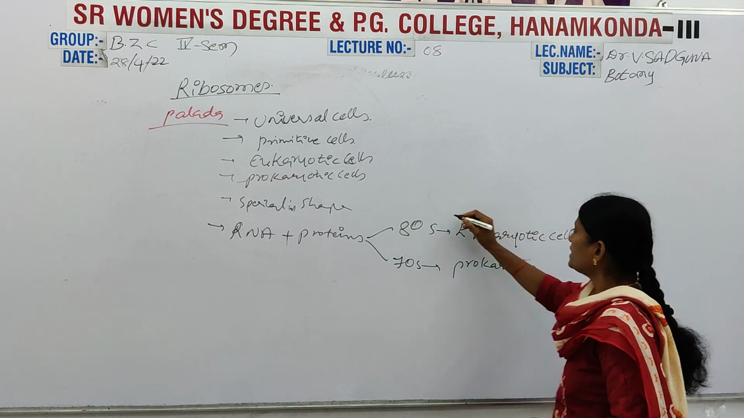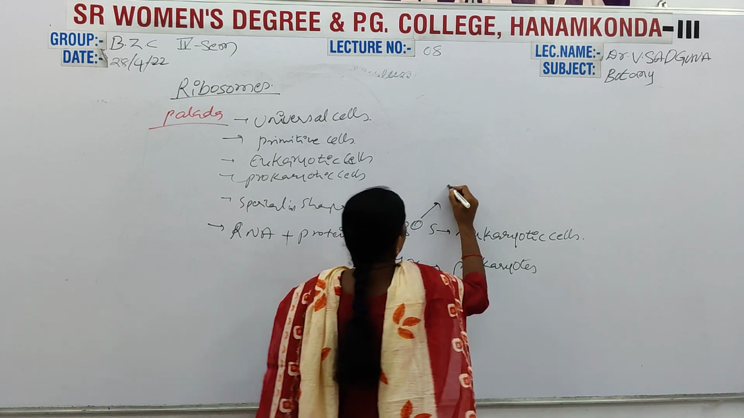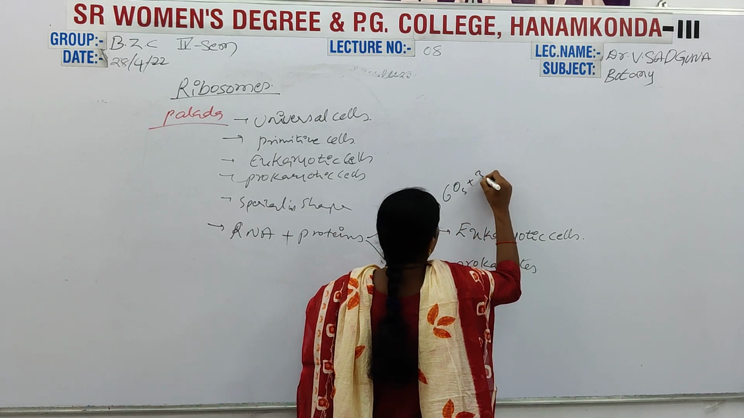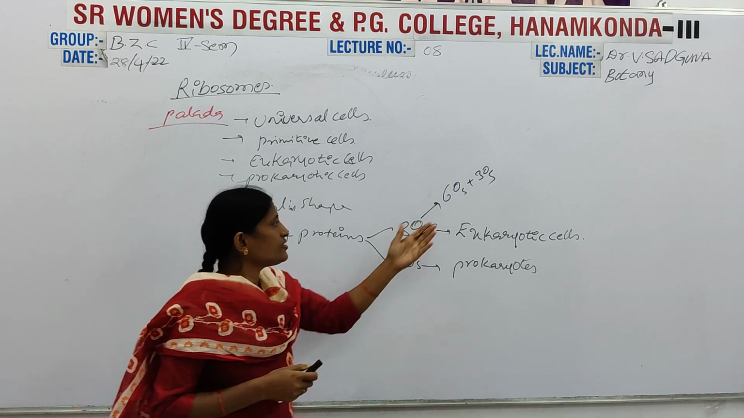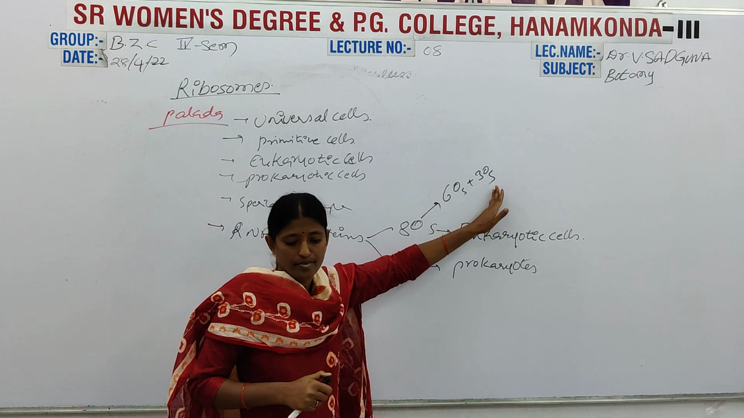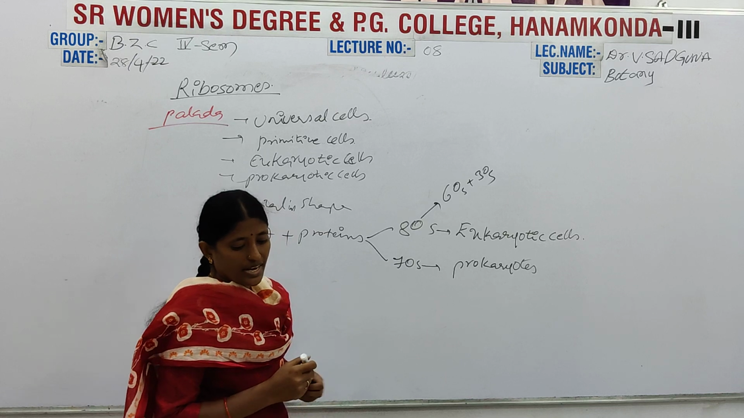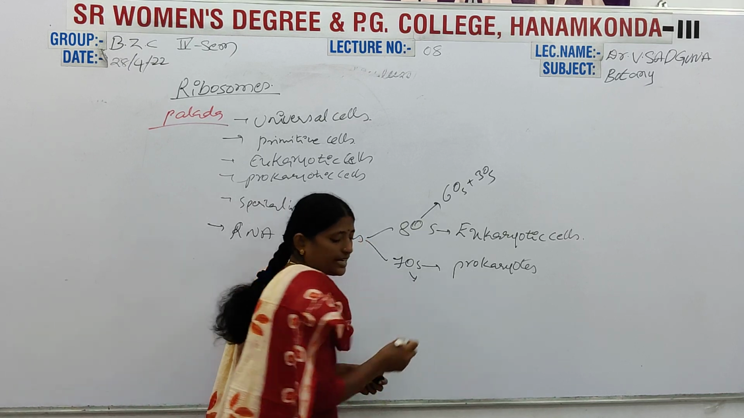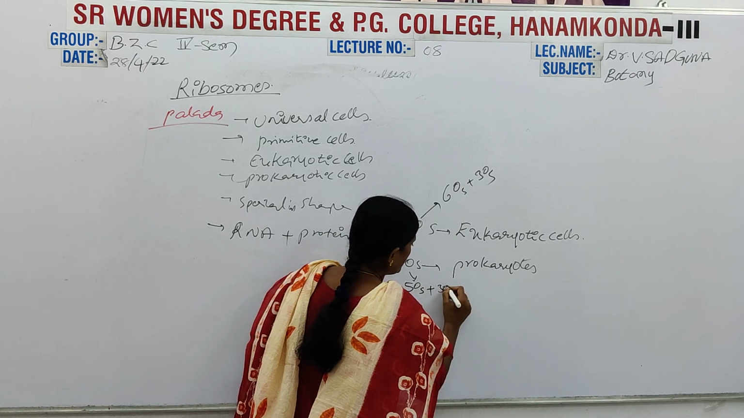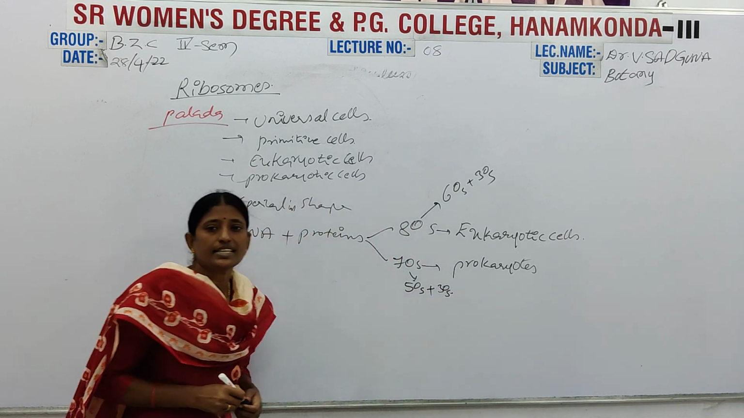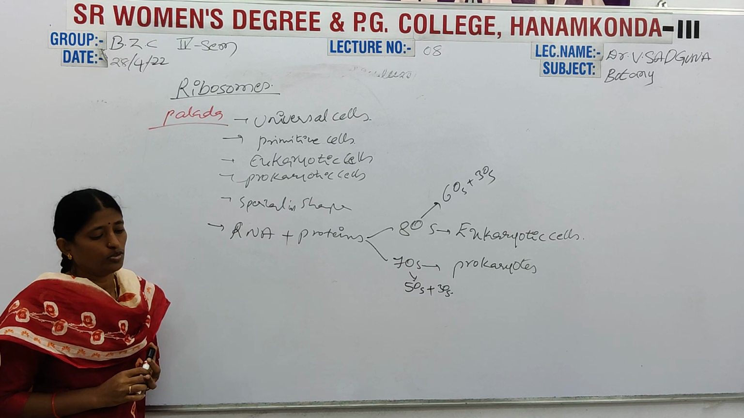The 80S ribosome divides into the 60S plus 40S sub-units, where the 60S is larger. Again, the 70S ribosome divides into the 50S plus 30S sub-units. The 50S is larger than the 30S ribosome.